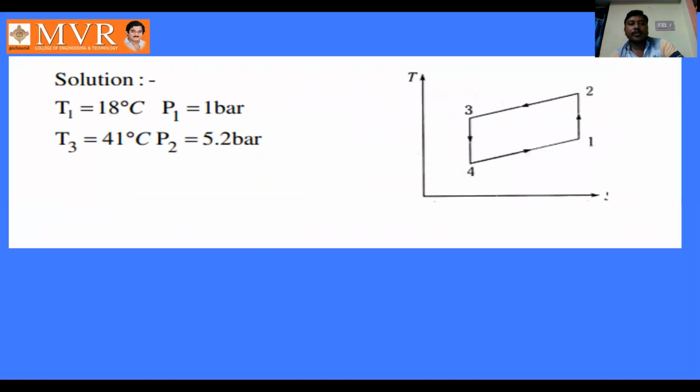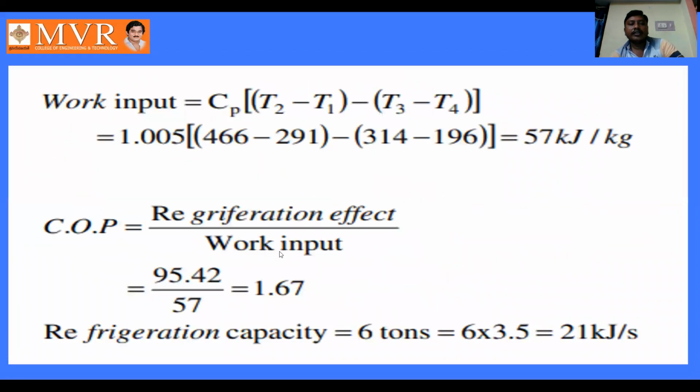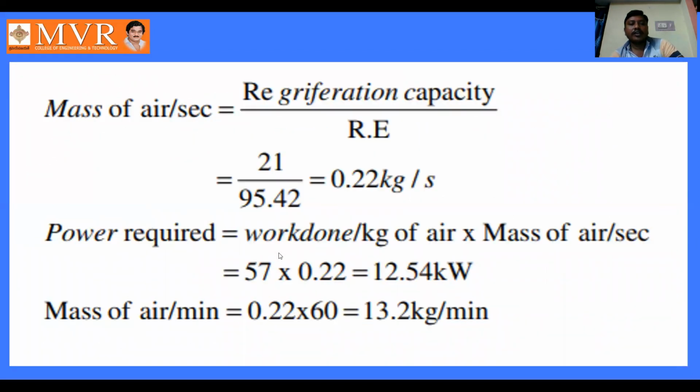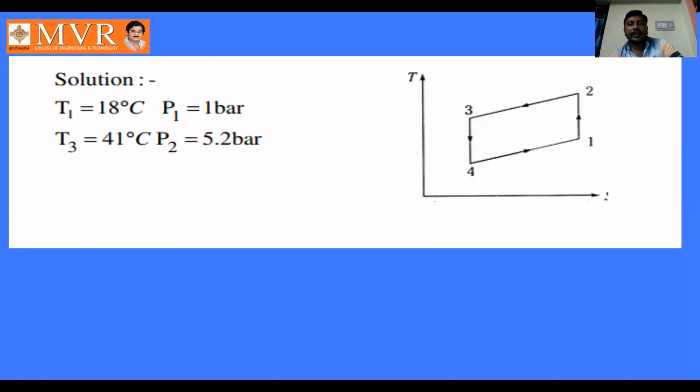See here, up to now, we have calculated the coefficient of performance, and the second one we have calculated is the quantity of air circulated per minute. Here the quantity of mass of air circulated per minute, we have got a value 13.2 kg per minute. Now we need to calculate the piston displacement of compressor and expander, meaning displacement moving from top dead center to bottom dead center in compressor as well as in expander.